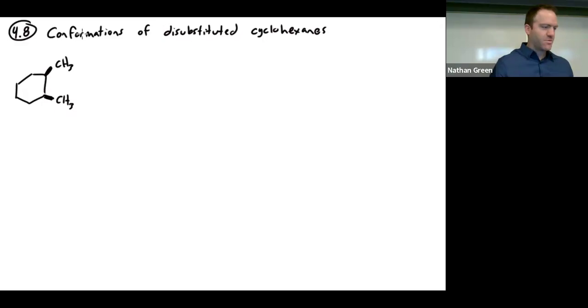So what is the name? What is the actual specific name of this molecule?